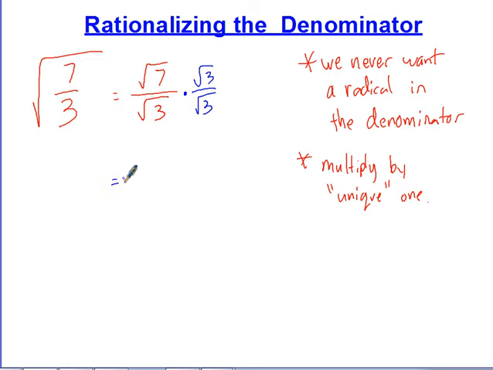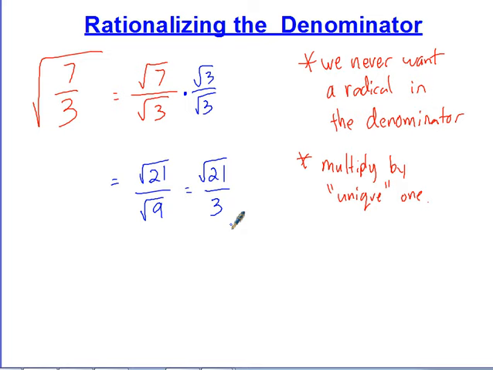Well, on the last one, first of all, how do you multiply fractions? Just straight across. So square root of 7 times the square root of 3 is square root of 21 over square root of 3 times the square root of 3 is square root of 9. But wait a minute, there's still a radical. But guys, the square root of 9 is really just what? 3. So guess what is no longer in my denominator? A radical.